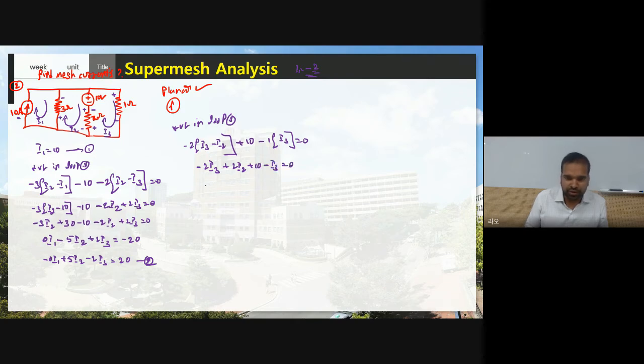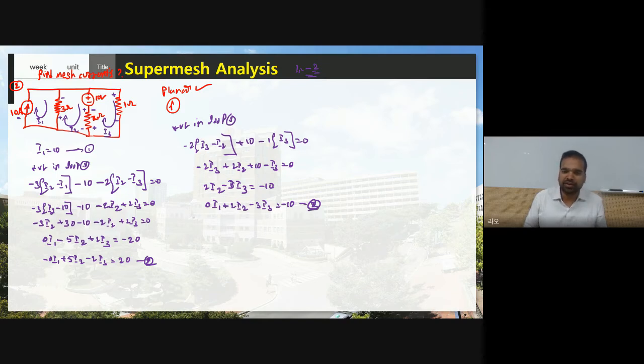Therefore here 2I2 and minus 2 minus 1 minus 3I3. Okay, this is what? Minus 10. So do you have any I1 term? No, you don't have any I1 term. Therefore, I1 term is 0. 0 I1 plus 2I2 and minus 3I3 equal to minus 10. This is my equation 2. Sorry, this is my equation 3.